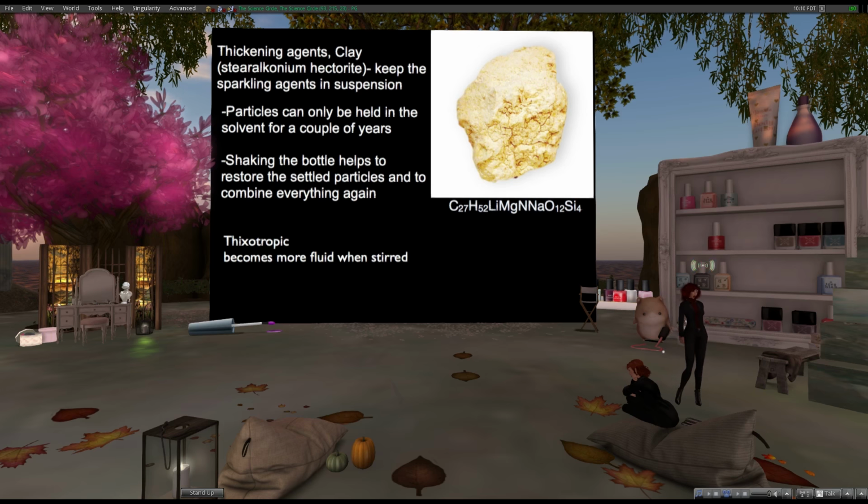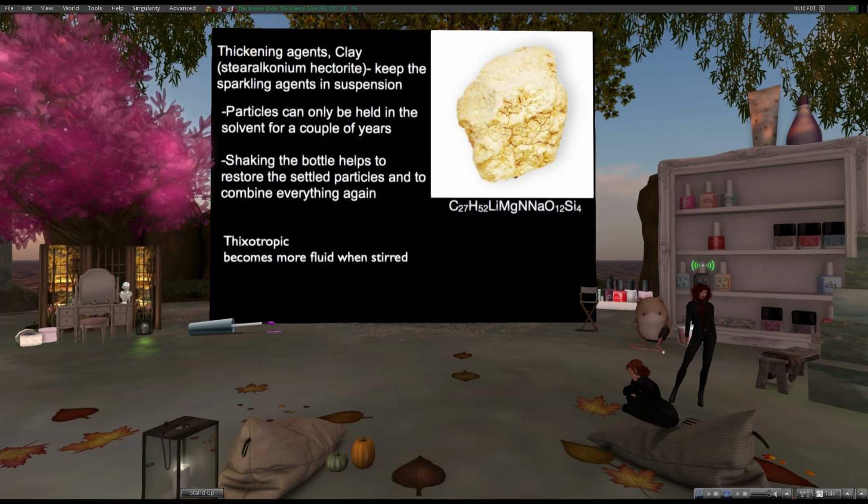And as Charlize will say, one of the things they add to nail polish is clay, in particular stearalkonium hectorite. And the clay changes the viscosity. Look at the chemical formula for this stuff, man. And by making it thick, it keeps the particulates, I should say, in suspension for a couple of years.